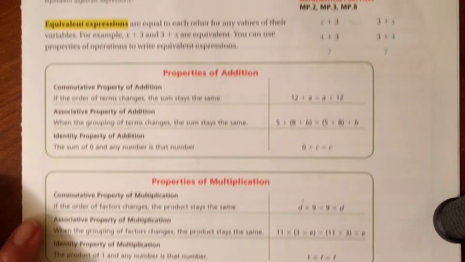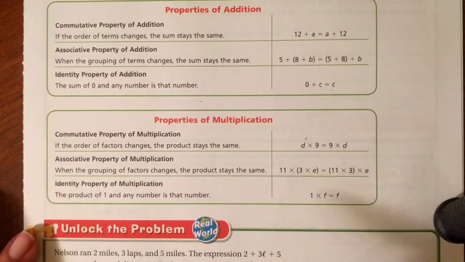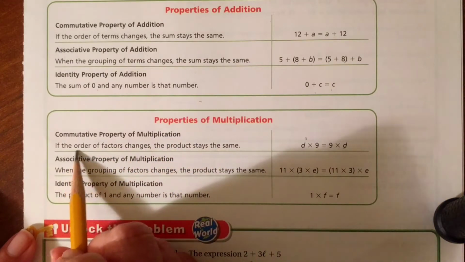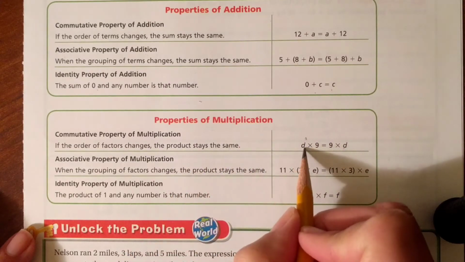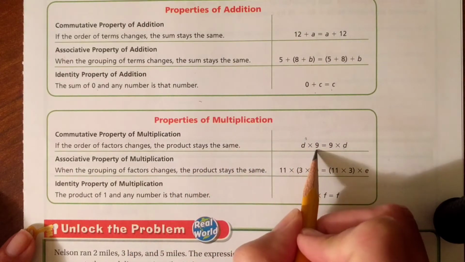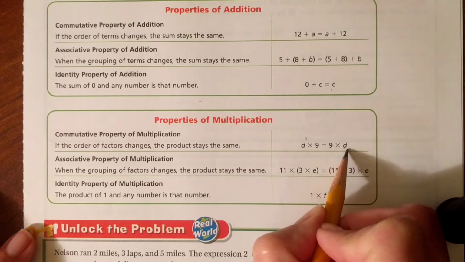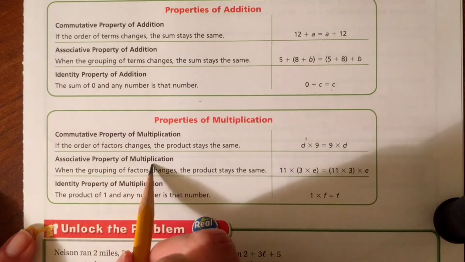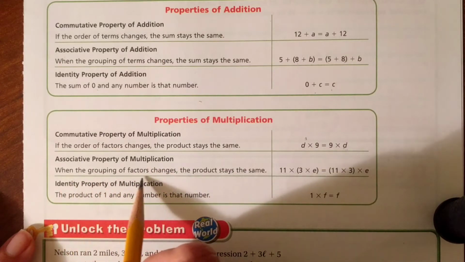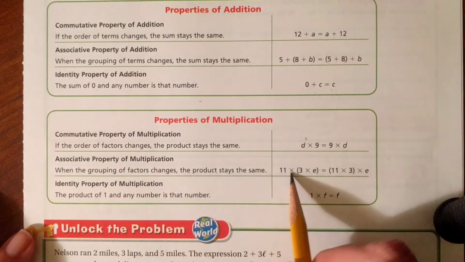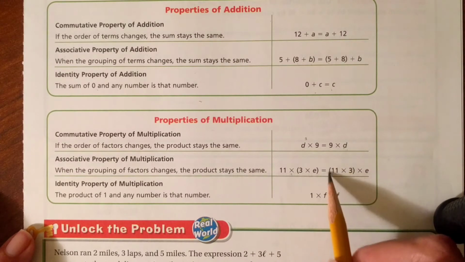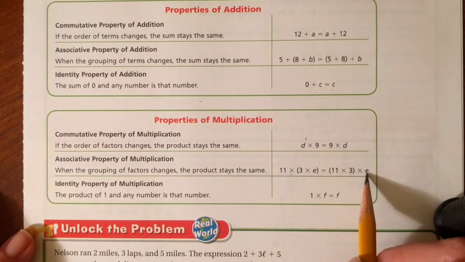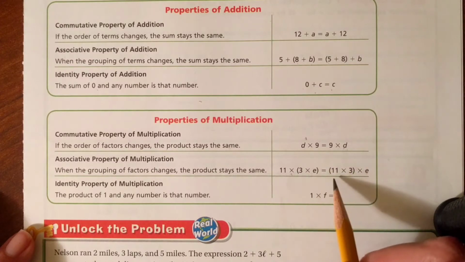Now let's take a look at the properties of multiplication. The commutative property of multiplication: if the order of the factors changes, the product stays the same. So in other words, we can swap d times 9 or 9 times d. It'll come out the same answer. The associative property of multiplication: when the grouping of factors changes, the product still stays the same. So 11 times the quantity 3 times e, and if we move those parentheses over to 11 times 3 times e, you'll get the same answer.